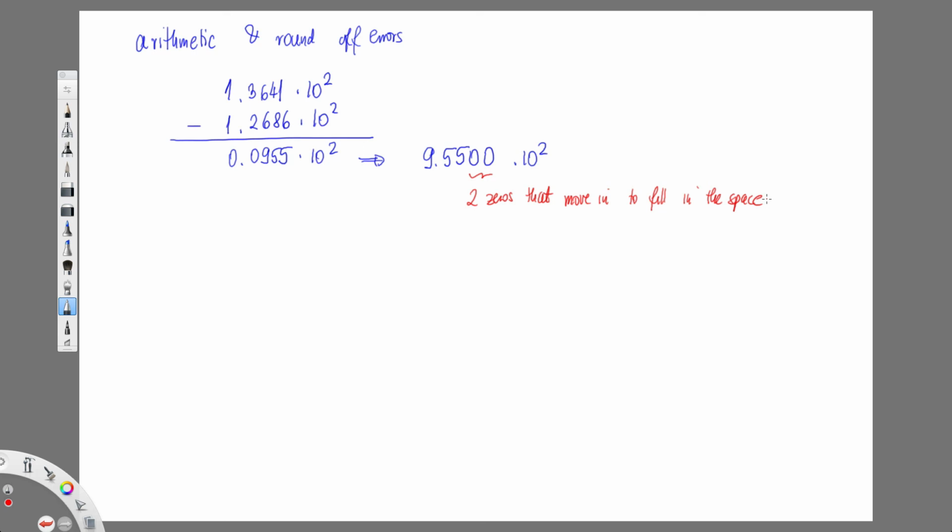Now, what happens if you're actually adding or subtracting numbers that are very far apart? Let's say that I have 1.4 times 10 to the 5 and 1 times 10, just 10.